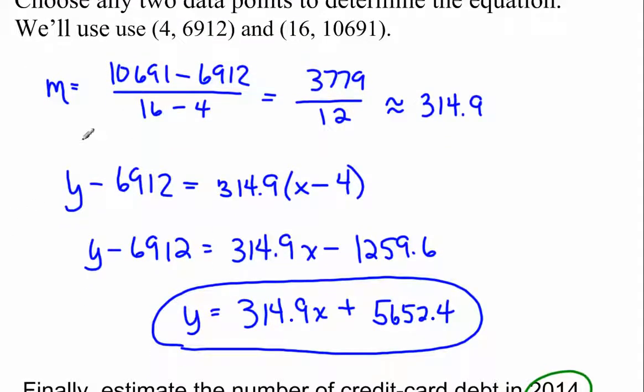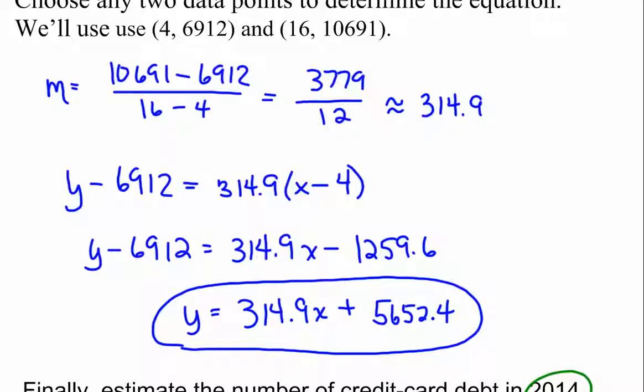Then I'm going to use my point slope equation. I use the smaller numbers, it doesn't matter, we come up with the same if you use the (16, 10691) ordered pair. So y minus 6912 equals my slope, 314.9, times x minus 4. Distribute, and then add our 6912, and we come up with y equals 314.9x plus 5652.4. Okay, now what does this mean? x is the number of years since 1992, and when I plug in that value, I will come up with the amount of credit card debt per household.